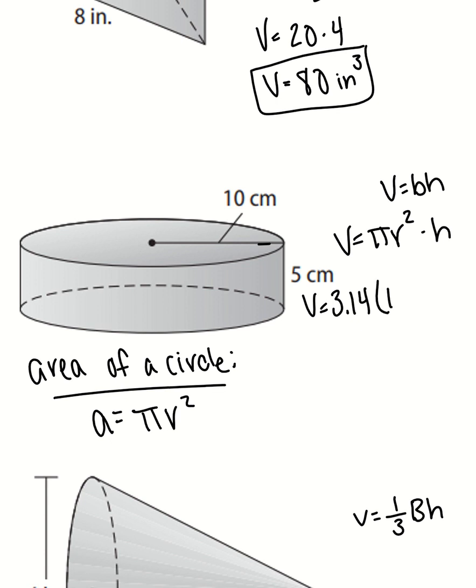Your radius is 10, so we're doing 10 squared. And our height of the actual cylinder is 5. Okay, so remember when you're doing these, you're doing PEMDAS.